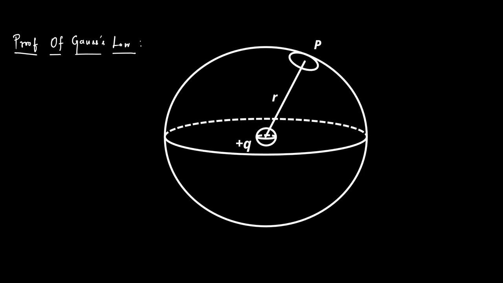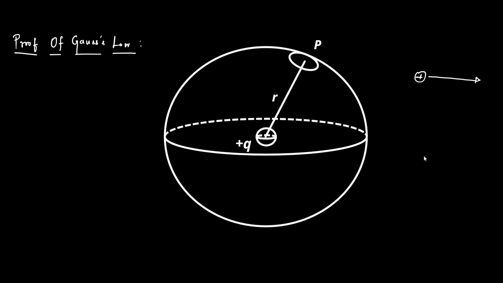Let us say we have a positive charge plus Q, okay, and this is an imaginary spherical surface at the center of which we have a positive charge plus Q. And let us say at a distance of r, which is the radius of this imaginary spherical surface, we locate a point P. Here we know that whenever we have a positive charge, the electric field lines always are directed away from it, in straight lines.